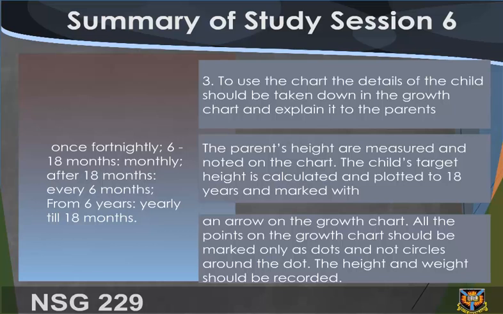3. To use the chart, the details of the child should be taken down in the growth chart and explained to the parent. The parent's heights are measured and noted on the chart. The child's target height is calculated and plotted to 18 years and marked with an arrow on the growth chart. All the points on the growth chart should be marked only as dots and not circles around the dot. The height and weight should be recorded.